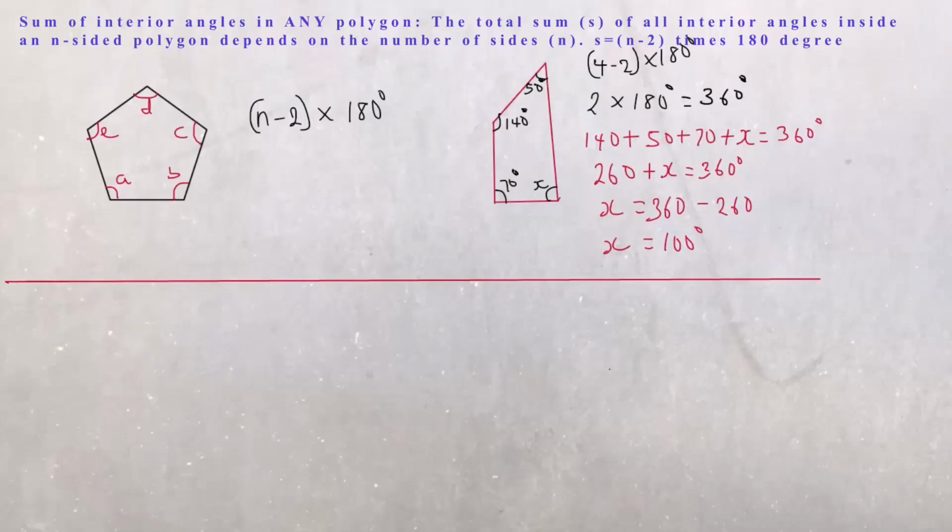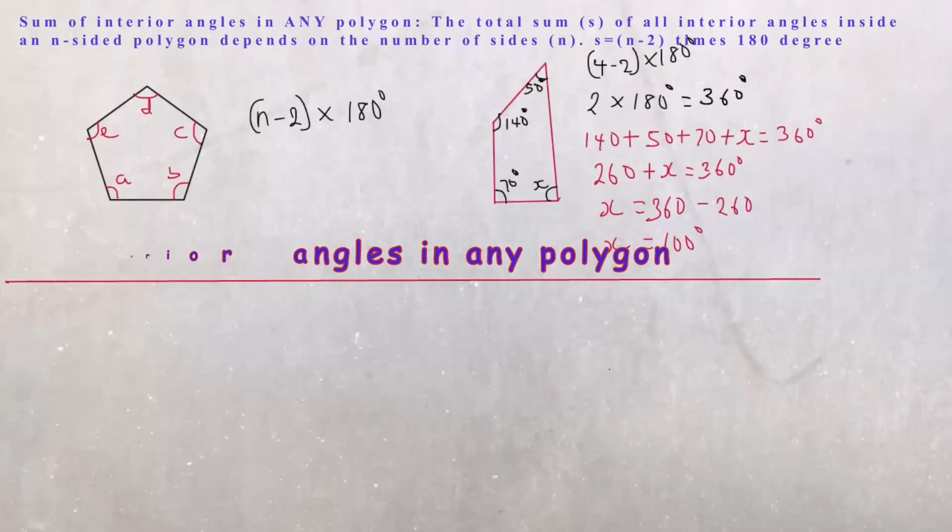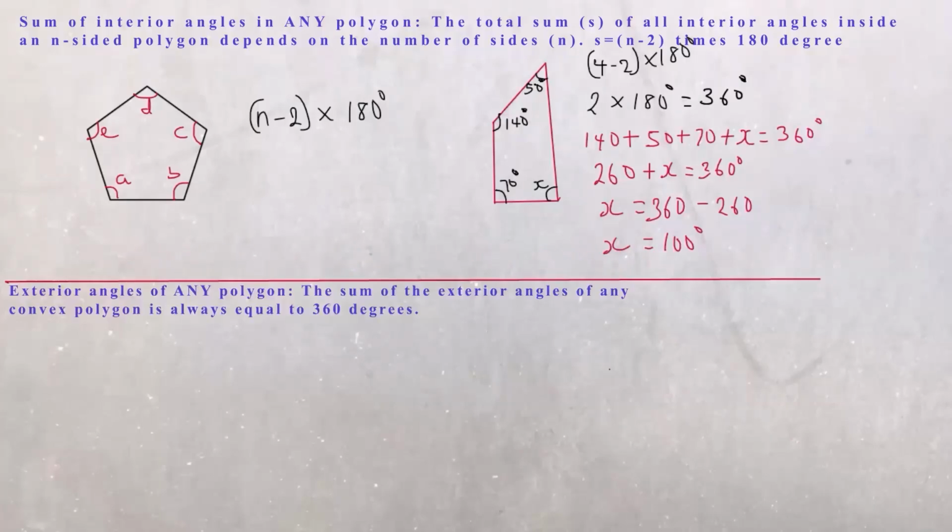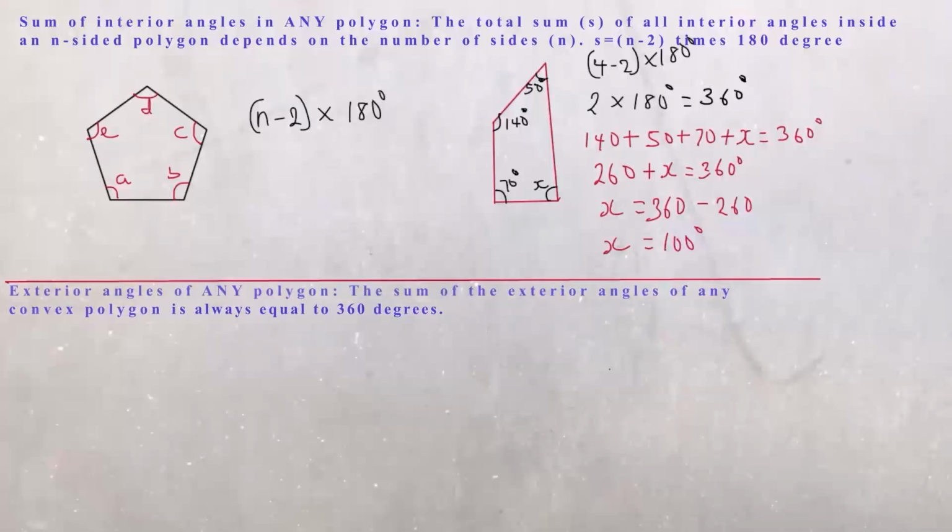Let's look at the exterior angle of any polygon. The sum of the exterior angles of any convex polygon is always equal to 360 degrees, no matter how many sides it has.